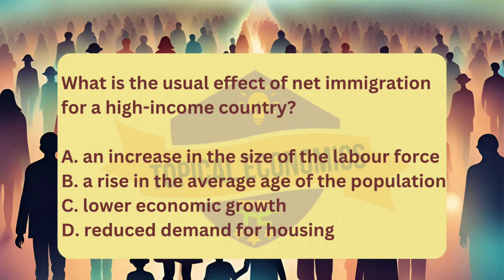Analyzing the other options. Option B, a rise in the average age of the population. Immigration tends to lower, not raise, the average age of the population in high-income countries. Immigrants are often younger, in their working years, compared to the native population, especially in countries with aging demographics. Therefore, immigration is more likely to decrease the average age rather than increase it.